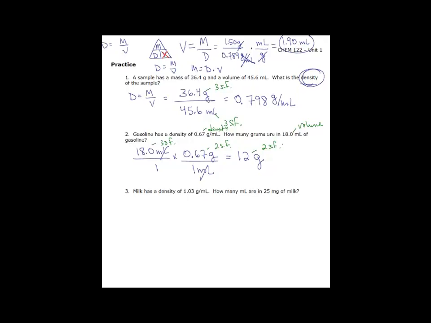Now this last problem, be careful with. Okay, so the question: milk has a density of 1.03 grams per milliliter. How many milliliters are in 25 milligrams of milk? I want to point out this. Here I have grams in my density, and then I have milligrams in my mass. So I'm going to need to convert somehow.